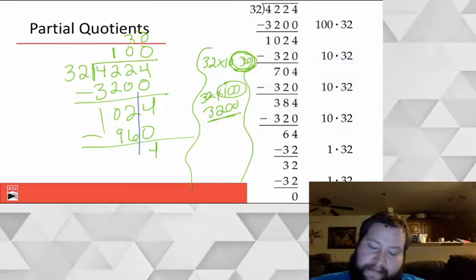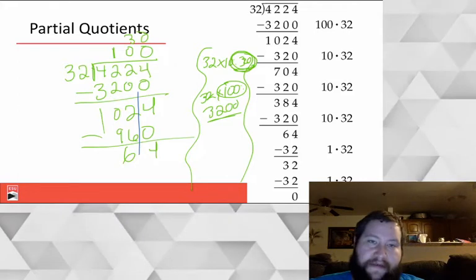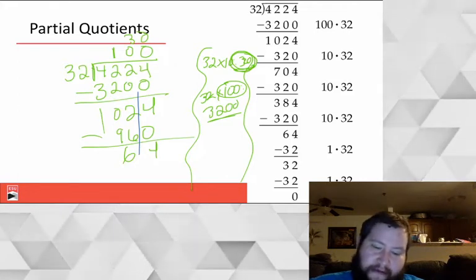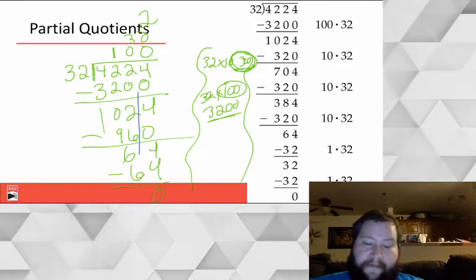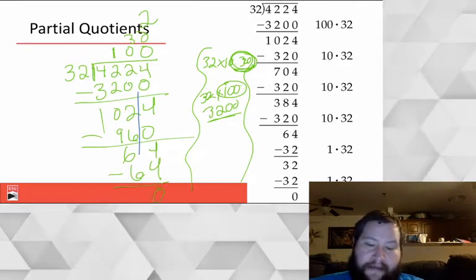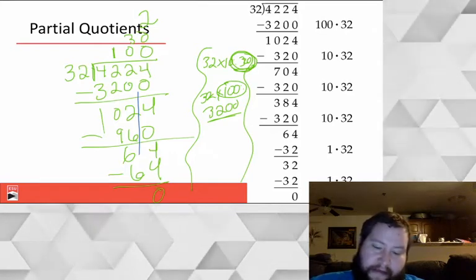It's just 6. I know that 132 is 32, and 2 of them is 64. So I have 2 more, 64, subtract them, we get 0. So we get 100 plus 30 plus 2 is 132.